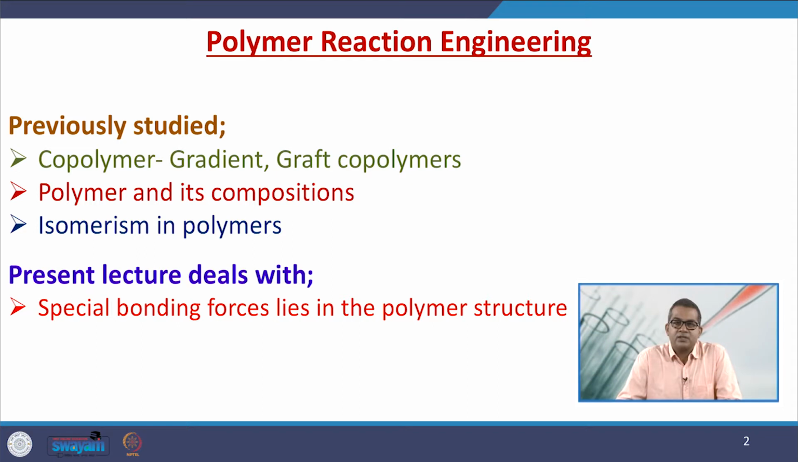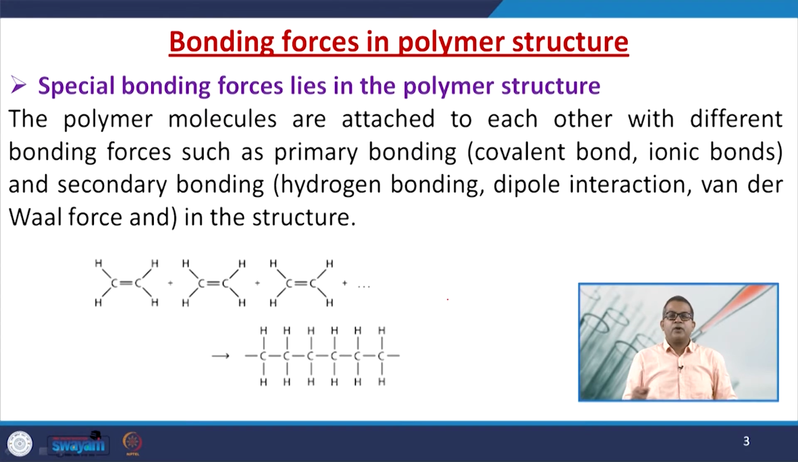Previously, we studied the different classification schemes of polymers, how we can carry out the different analysis of copolymer and gradient polymer, and what their definitions and structural properties are. We had a discussion about the different isomerization schemes in the polymeric system, and about the polymer and its composition. Now, in this lecture series, we will discuss the special bonding forces which lie in the polymer structure. So, let us have a look at the bonding forces.